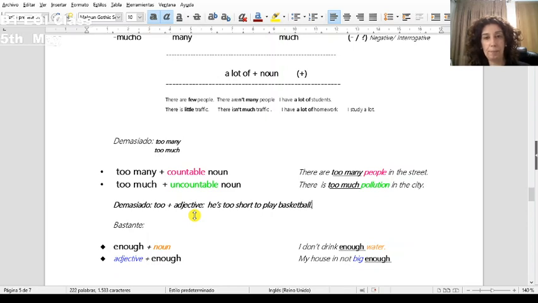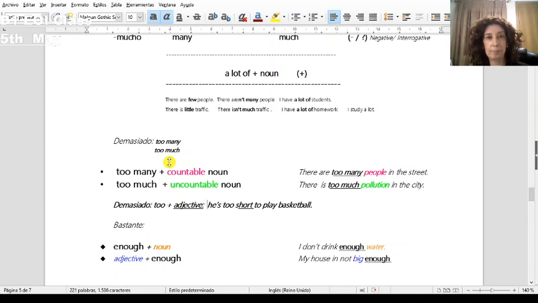Aquí, too va con el adjetivo, ¿vale? No tengo que poner much ni many. Aquí sí, porque tengo que poner si el sustantivo es contable o si el sustantivo es incontable. Aquí pongo too más el adjetivo para enfatizar la cualidad, ¿vale? Tenemos el enfatizador demasiado. Too más adjetivo o adverbio. Too many más sustantivo contable. Too much más sustantivo incontable.